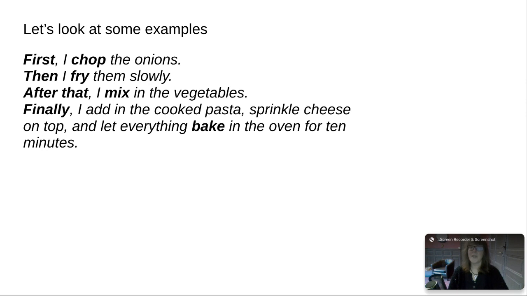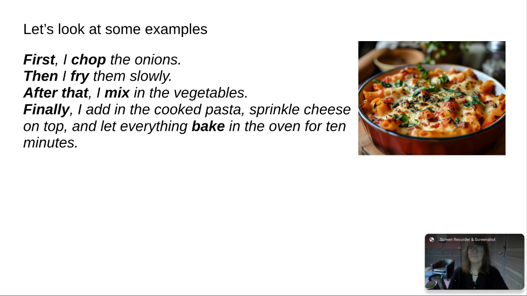First, I chop the onions. Then I fry them slowly. After that, I mix in the vegetables. Finally, I add in the cooked pasta, sprinkle cheese on top, and let everything bake in the oven for 10 minutes. Do you know what I made? Yes, I made a pasta bake.